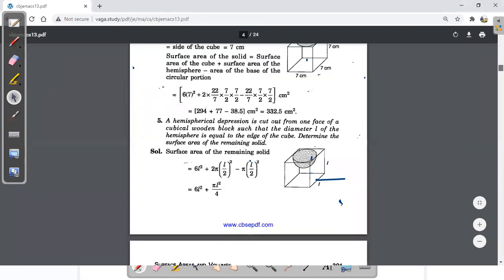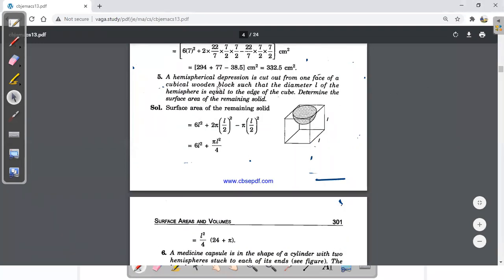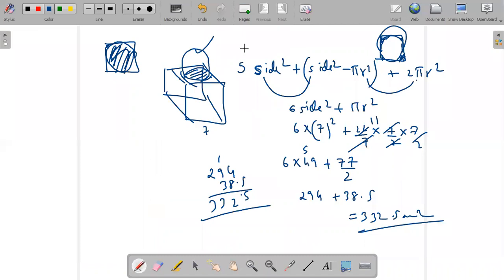Question number 5, hemispherical depression. It's the reverse. Instead of the hemisphere coming on top, now it's a hemispherical depression coming here. So hemispherical depression, and then again the diameter is given, L. The diameter is L, that means the side of the cube will also be L. Again, the question is find the area of the remaining solid. So it's very identical to this.